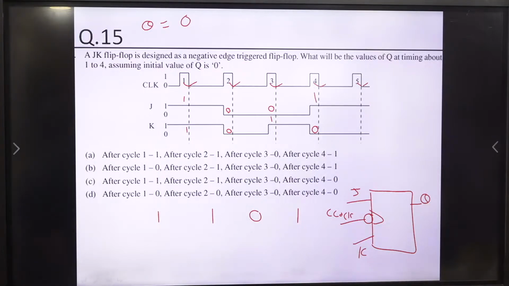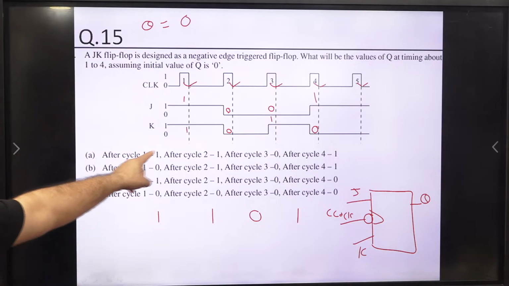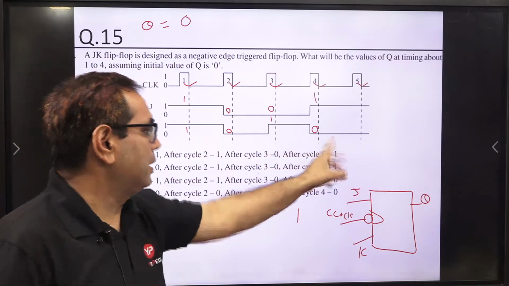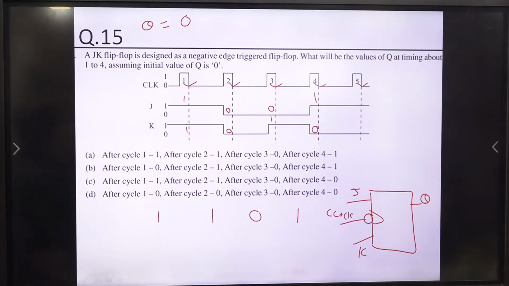Tejaswini, is it clear to you? Tejaswini, please reply. 1, 1, 0, 1. So A is the right answer. Sonam, Akash, Asif, please respond. Is it clear to everyone? Okay, very good. So A is the right answer.